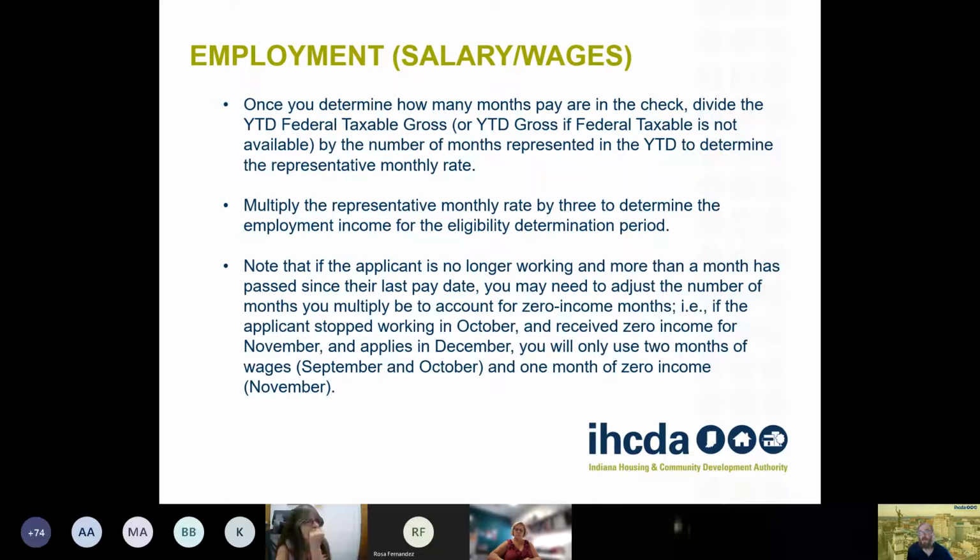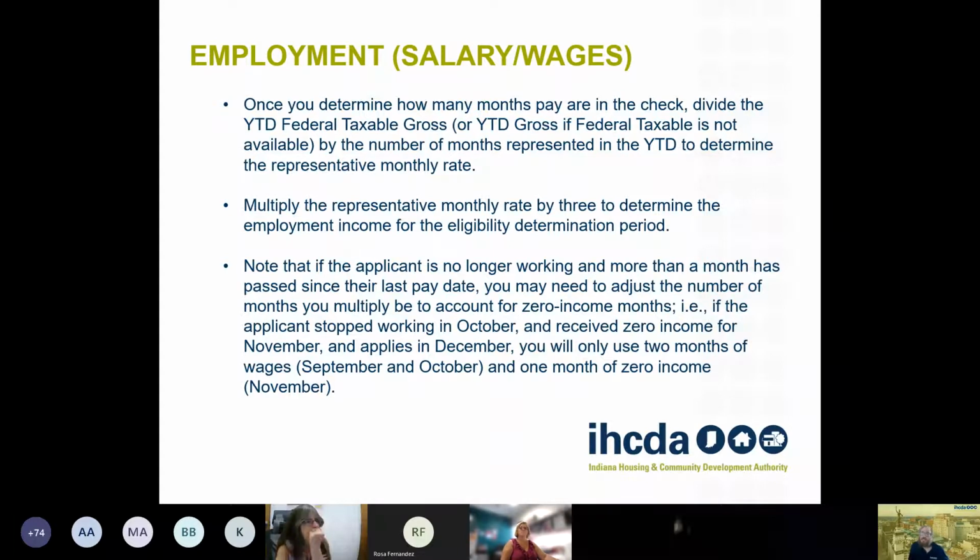Once you determine how many months of pay are represented in that check, you are going to divide the year-to-date federal taxable gross, or the year-to-date gross, depending on what's reported on the check, by the number of months represented in the year-to-date figure in order to determine the representative monthly rate. You are then going to take that representative monthly rate and multiply it by 3, which will give you the employment income for the eligibility determination period.